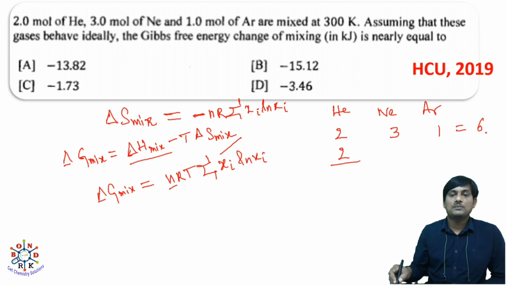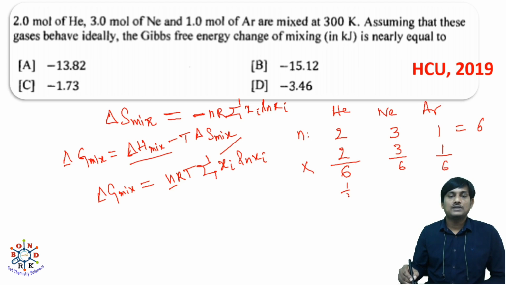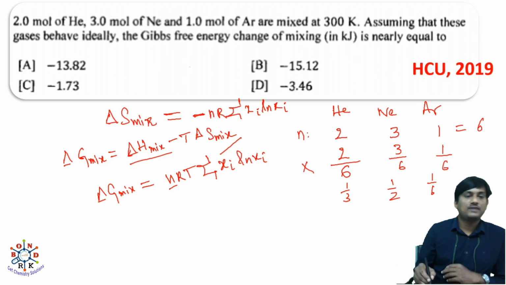The mole fraction of helium is the number of moles of helium divided by the total number of moles, that is 2 by 6. Neon is 3 by 6 and argon is 1 by 6. This is the number of moles and this is the mole fraction. So you will get 1 by 3, 1 by 2 and 1 by 6. These are the mole fractions.